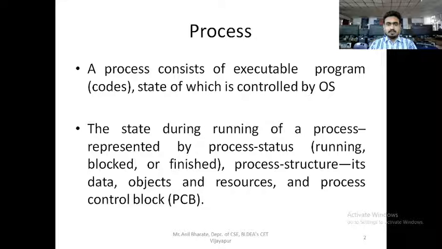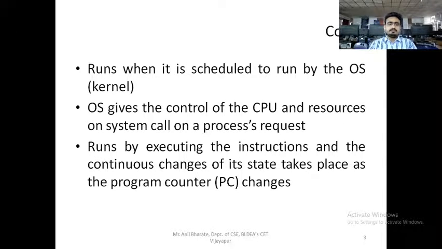The process structure has data, code and resources, and the process is controlled by the process control block. So in short, a process is the smallest unit of a program which is under execution. When it runs, it is scheduled by the operating system. The operating system gives control of the CPU and the resources and handles all the system calls on the process's request. It runs by executing instructions, with continuous changes in the process control block.